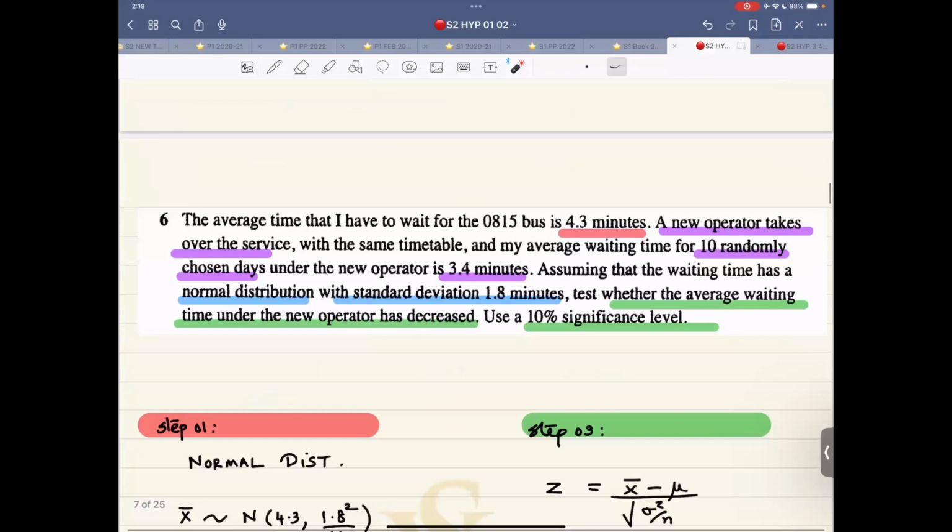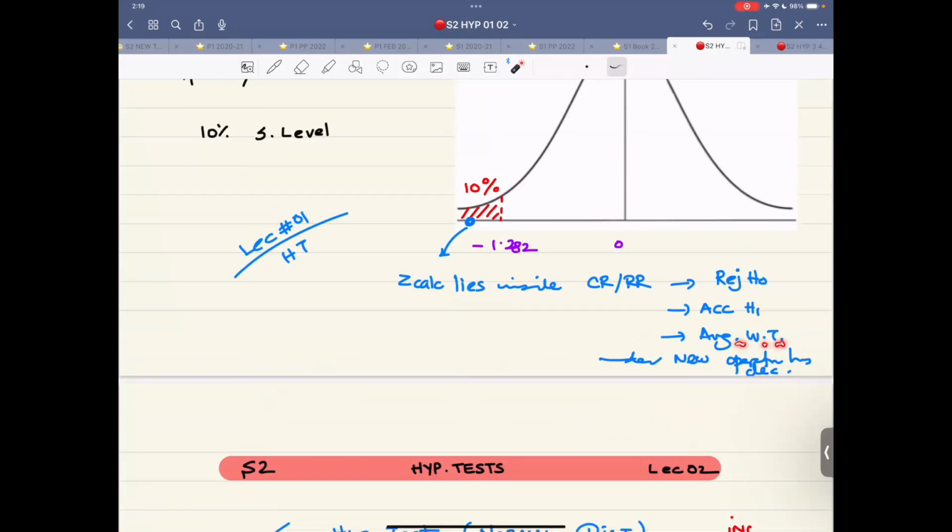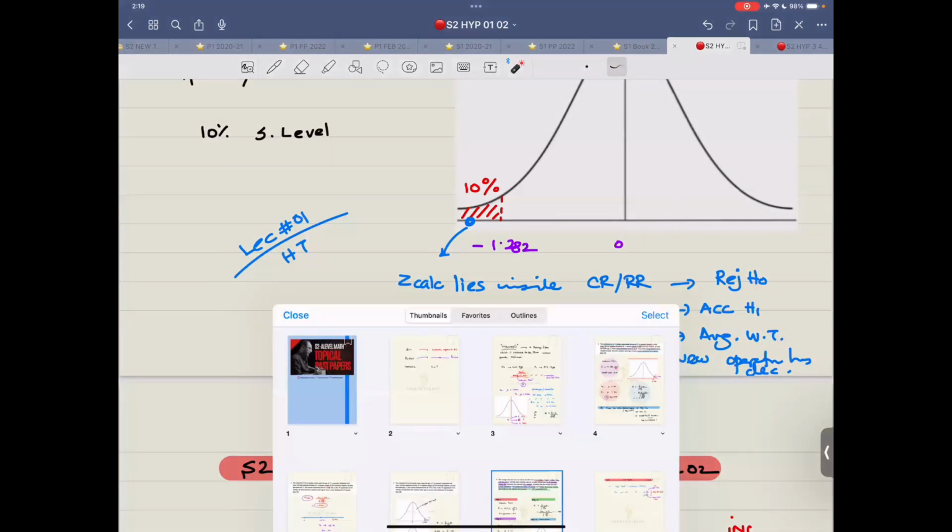What is this particular question about? A new operator takes over the service, and the average time has decreased. So what have I written? Average waiting time. WT, the waiting time under the new operator, has decreased.